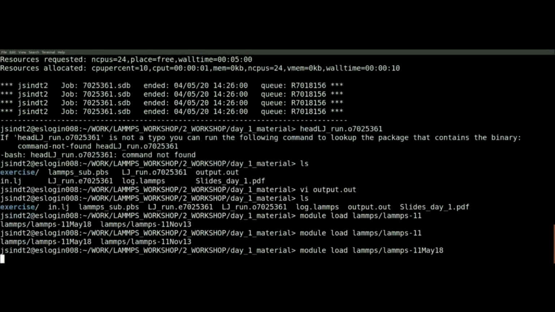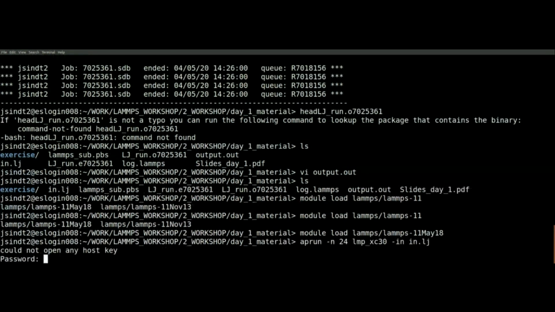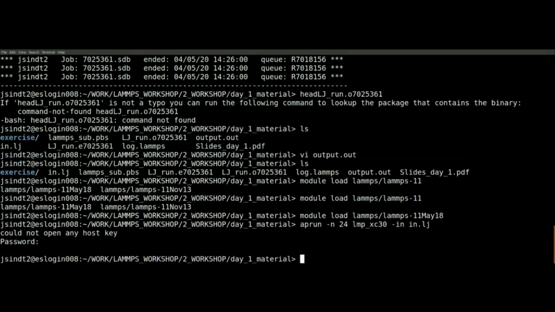So I've loaded the same module as I did in my input script, and if I try aprun -n 4 LMP XC30 -in in.lj on the login node without submitting the job anywhere, if I run that, it tells me it's not happy. And it shouldn't be happy.